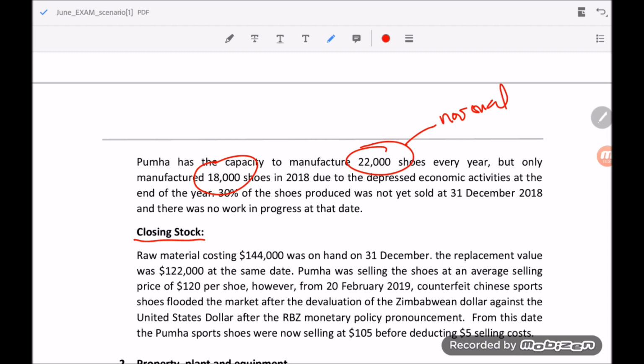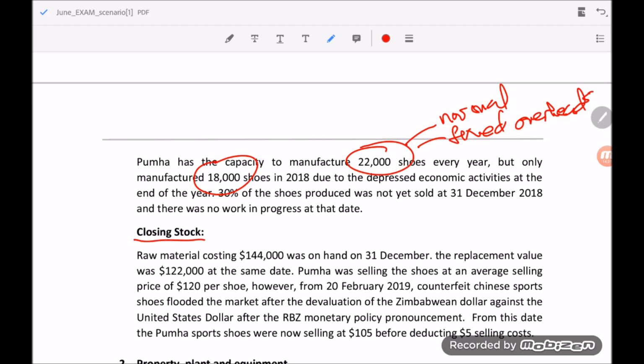Okay, so I think important information that we have there. So that means our closing stock becomes our total stock, the total value of our stock becomes the 18,000 multiplied by whatever unit cost that we would have found. So this 22,000, remember, this is for when we want to allocate our fixed overheads. Okay, important information over there.